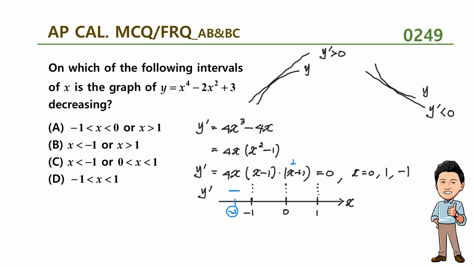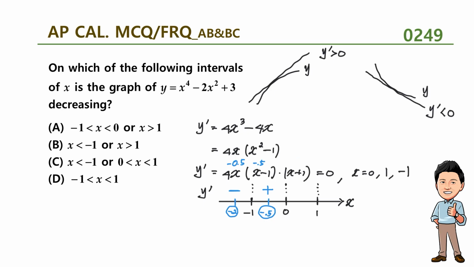Now let's substitute any number between negative 1 and 0, so probably negative 0.5. Negative 0.5 is negative, negative 0.5 minus 1 is negative, and negative 0.5 plus 1 is positive. If 2 negatives are multiplied, the result is positive. So this interval is positive. Okay, does that make sense?